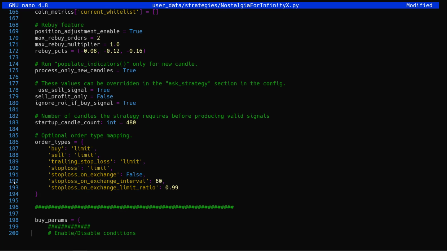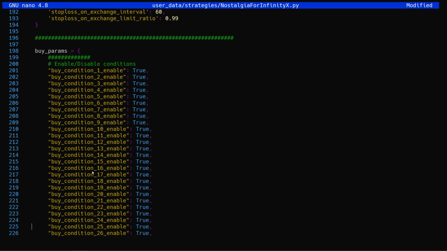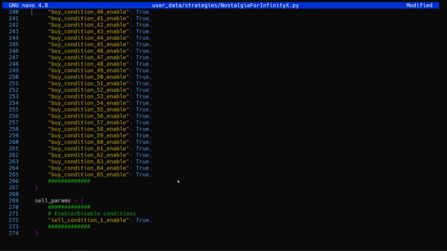And this section looks also very interesting. It looks like this strategy can rebuy the same pair, but I'm not sure if these are consecutive rebuys or parallel rebuys. Now this whole dictionary of buy conditions looks like it has 65 combinations, which I think makes these buy signals very flexible and very complex at the same time. But I can be wrong in my thinking, of course. Luckily for us there's only one sell condition here that we can enable or disable.